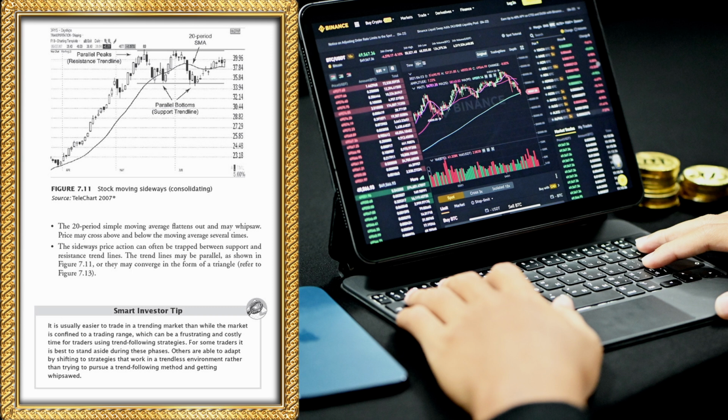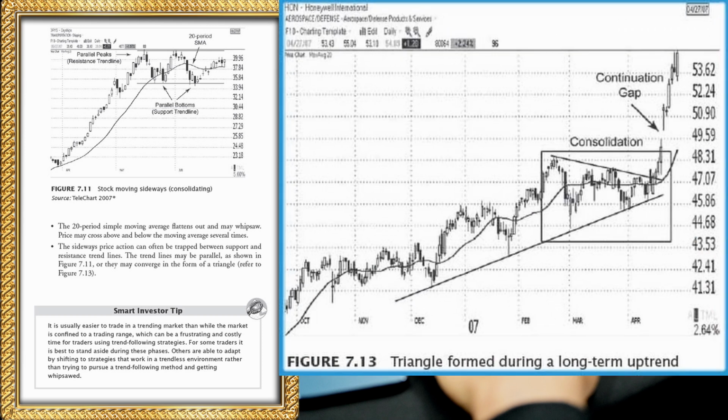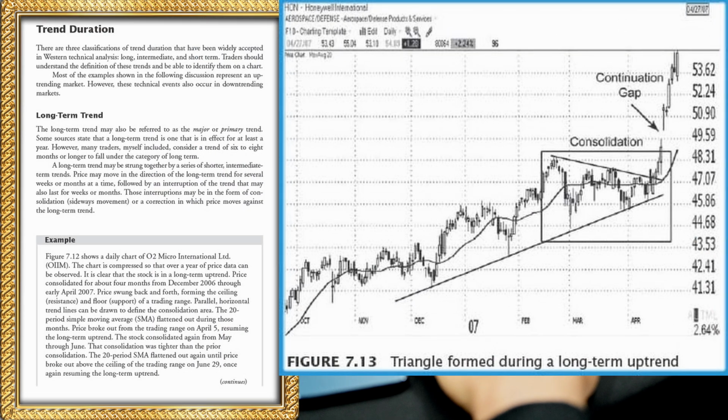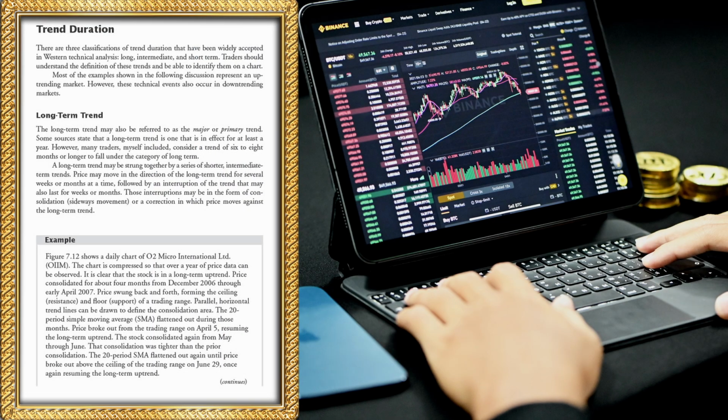The trend lines may be parallel, as shown in Figure 7.11, or they may converge in the form of a triangle. Refer to Figure 7.13. Trend duration. There are 3 classifications of trend duration that have been widely accepted in Western technical analysis: long, intermediate, and short term. Traders should understand the definition of these trends and be able to identify them on a chart. Most of the examples shown in the following discussion represent an uptrending market. However, these technical events also occur in downtrending markets.